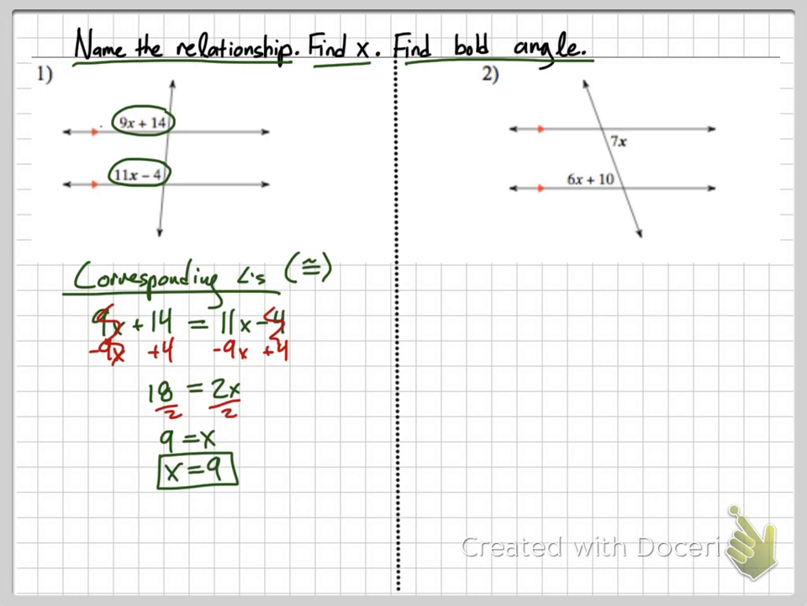Now we're going to plug this back in. And our bold angle, it's kind of tough to tell here, but this is the 11x minus 4. So now we're going to substitute the 9 in for our x, and we will end up getting 95 degrees for our bold angle there. So the three parts that we're looking for: identifying the relationship, solving for our x, and then substituting that value back in to find the measure of the angle.